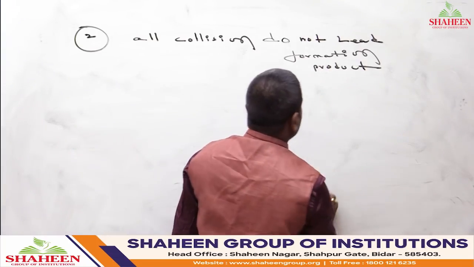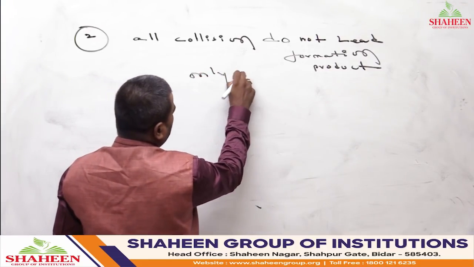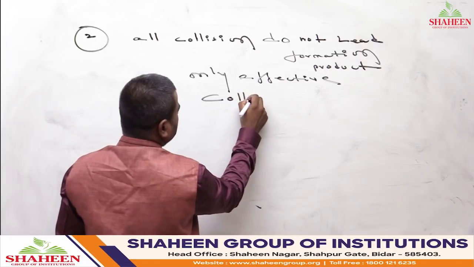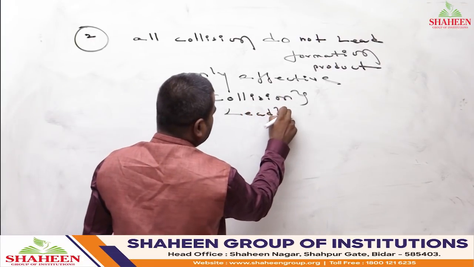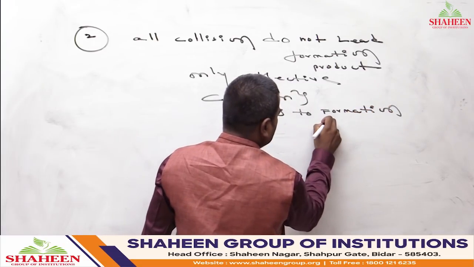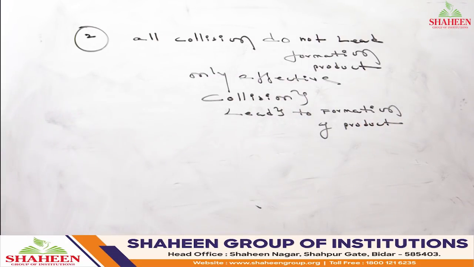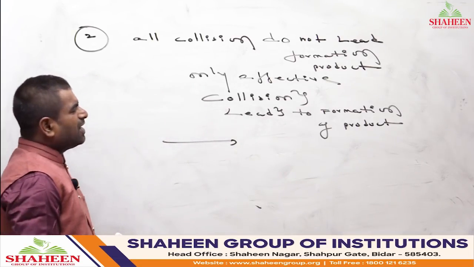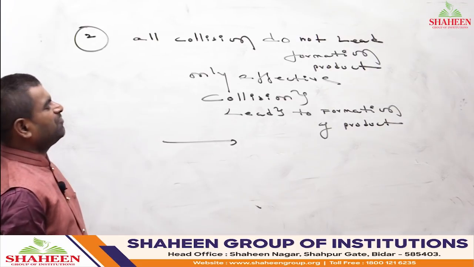All collisions do not lead to the formation of product, only effective collisions lead to the formation of product. That reactant molecule is called an activated molecule. What are activated molecules? Only effective molecules. Effective molecules lead to the formation of product.